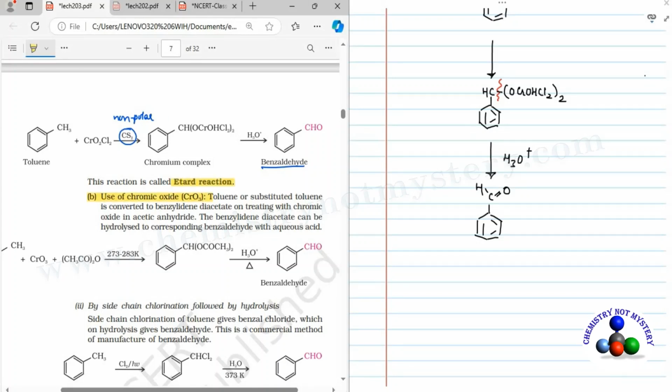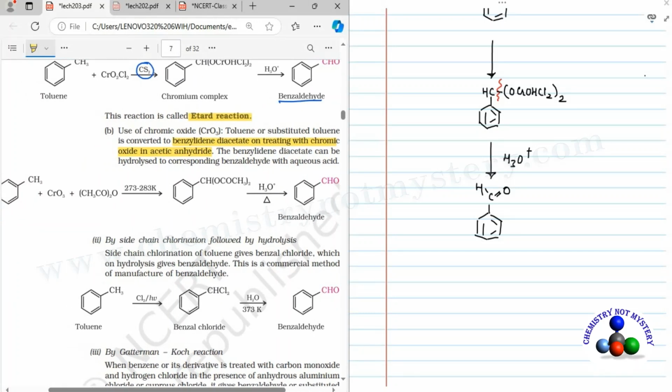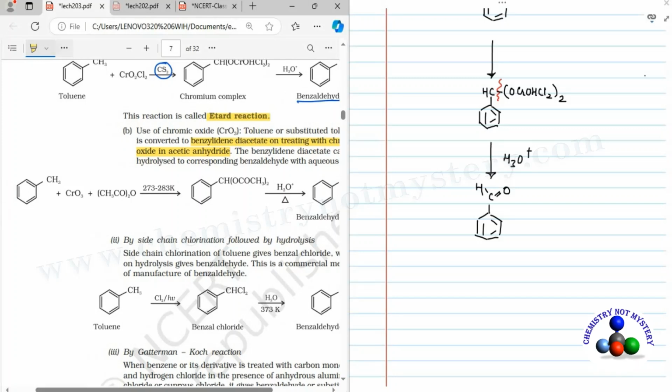And this is called the Etard reaction. Now come to the next reaction. The next reaction is the use of chromic oxide, which we have already discussed in the formation of aldehydes and ketones from alcohol. Toluene or substituted toluene is converted to benzylidene diacetate on heating with chromic oxide in acetic anhydride. The benzylidene diacetate can be hydrolyzed to the corresponding benzaldehyde with aqueous acid. So here, this is the toluene.